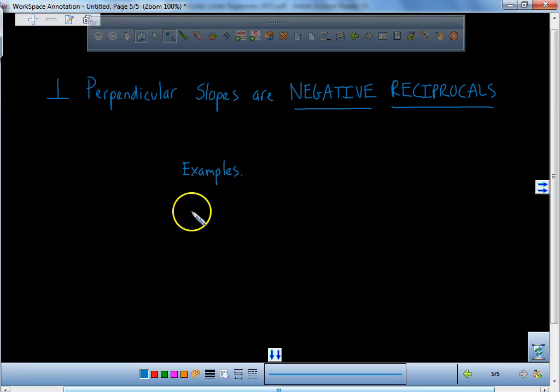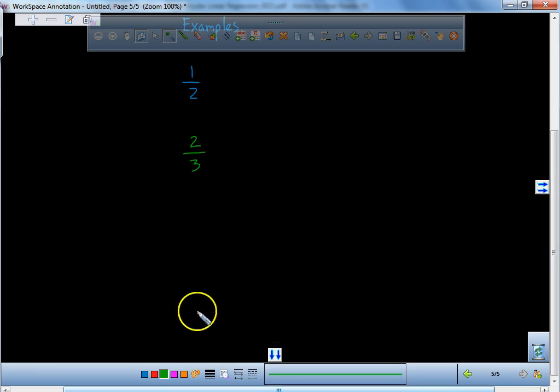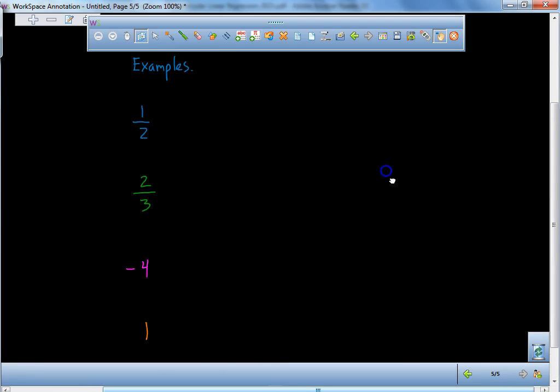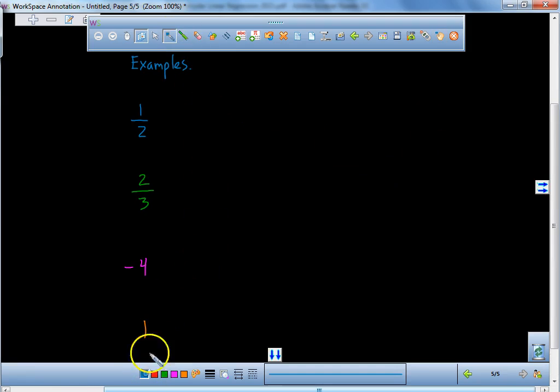I'm going to start out with an easy one, 1 over 2. Then I'm going to change it to 2 over 3. Then another one, negative 4. And then I'll do one in orange. Ooh, let's just do 1, just like the slope of 1. Okay, so here are some examples. Now, what I'd like you to do right now is write the upside down t. Upside down t, there we go. That's the symbol for perpendicular.